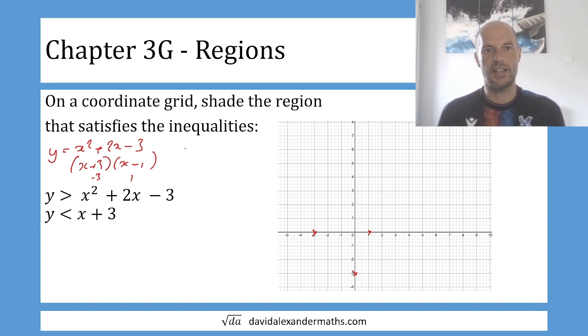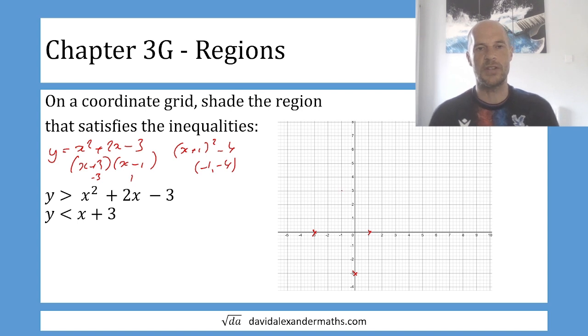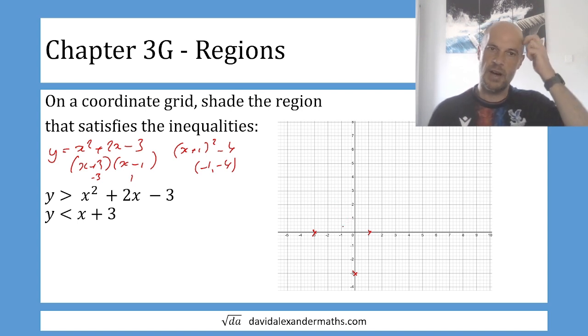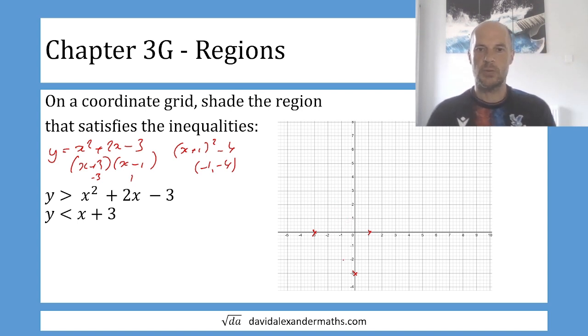So to do that, I can complete the square. So that's x plus 1 all squared minus 1 minus 3, so minus 4. So the turning point is negative 1, negative 4. If you don't know how to complete the square or get turning points, then just refer back to chapter 2. So minus 1, minus 4, this is the turning point.